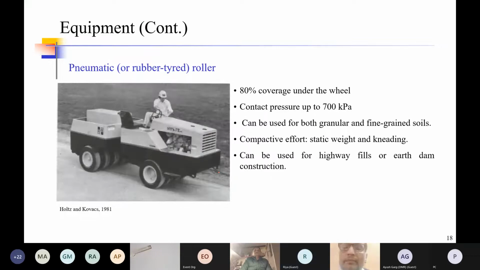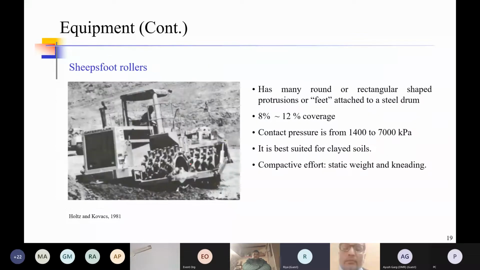In the pneumatic roller type, basically these are rubber tires, wherein on a single axle there are 4 to 5 rubber tires attached, and over this a certain weight is applied to it. Because of this, it has an 80% coverage, relatively higher contact pressure than a smooth drum roller, and it can be used for both fine grained and granular kind of soil, because it has both static weight and kneading compaction components. Shift foot rollers are primarily used for the clay soils only.